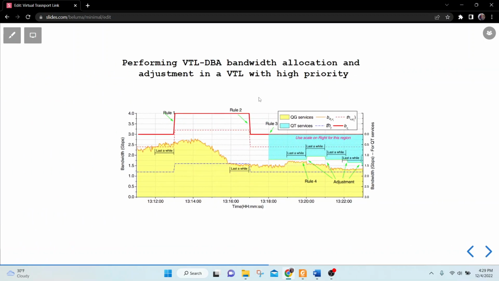This is performing VTL-DBA bandwidth allocation and adjustment in a VTL with high priority. You can see each service means the traffic with high priority or medium priority, and duty services mean traffic with low priority. So they have 4 rules based on the device, and this VTL-DBA will adjust the bandwidth allocation and adjustment based on the traffic and based on the user.